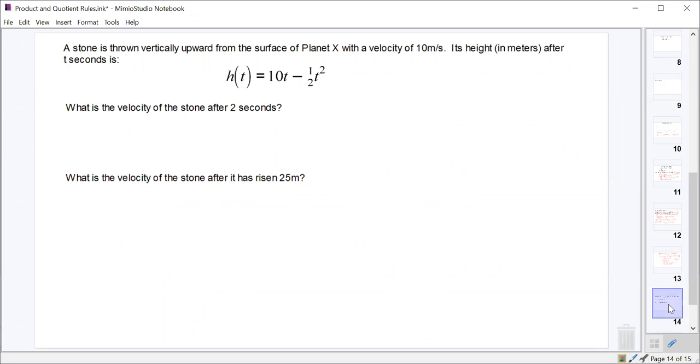All right, we are on some other planet X, because we've destroyed Earth or something, who knows. And we're taking a stone and throwing it vertically upward, and its height after t seconds is given by this equation. Height, a position, is 10t minus 1/2 t squared. We want to know what is the velocity of the stone after 2 seconds. So how will we figure that out?